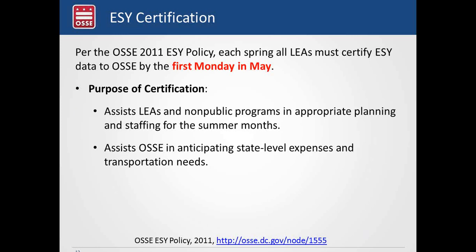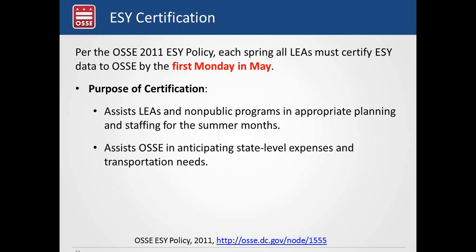So each year here in DC, by the first Monday in May, there is a requirement that you certify by the first Monday in May. Several years ago, certifying for ESY meant that you turned in a bunch of paperwork to OSSE. But that was a few years ago. We've moved past that, and now everything you need to do is just taking action in certain data systems to prepare for ESY. But the deadline is still the first Monday in May to certify.